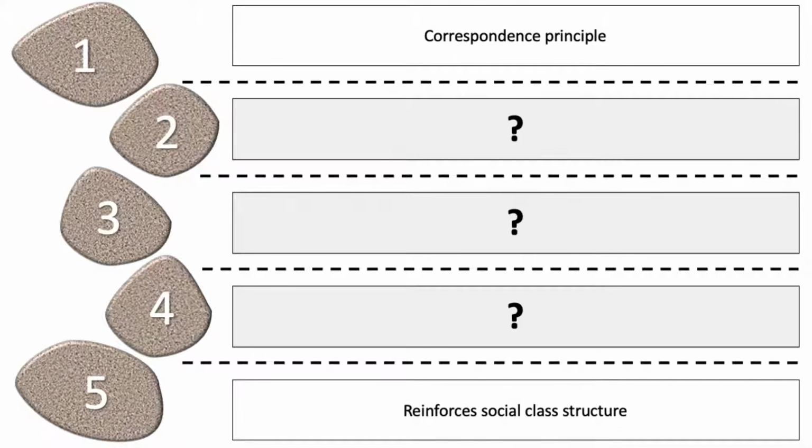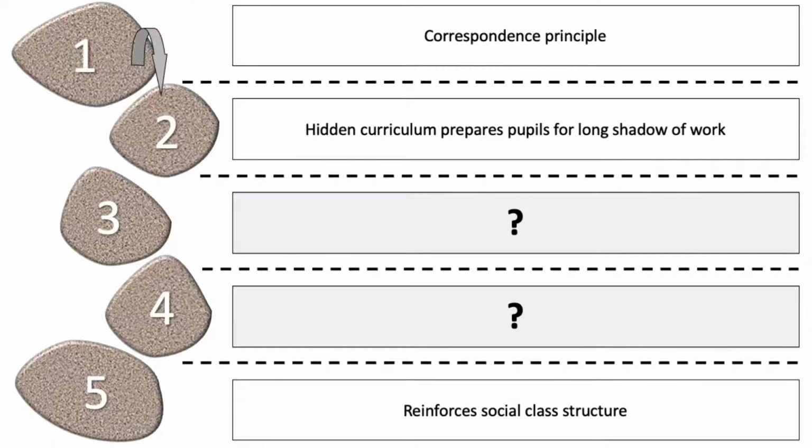Let's see what I've put as the second one. The hidden curriculum prepares pupils for the long shadow of work. And then that would then lead into how does it do this, which is what a lot of people have said already, which is that education mirrors work. What aspect of education mirroring work do we think will then reinforce the social class structure?